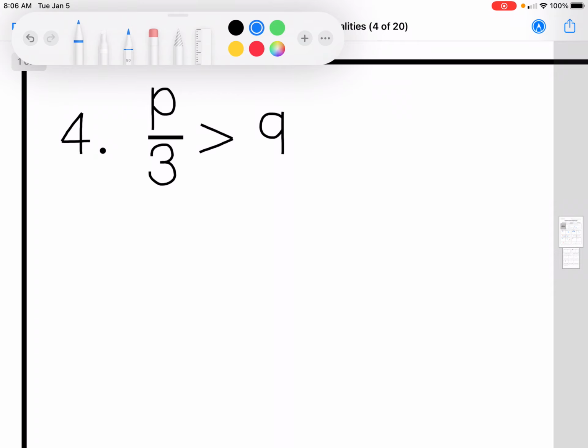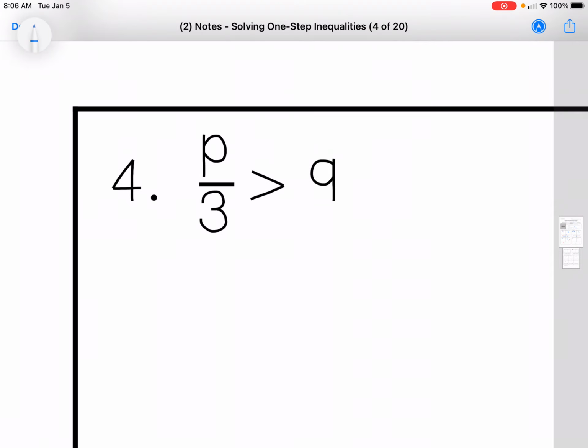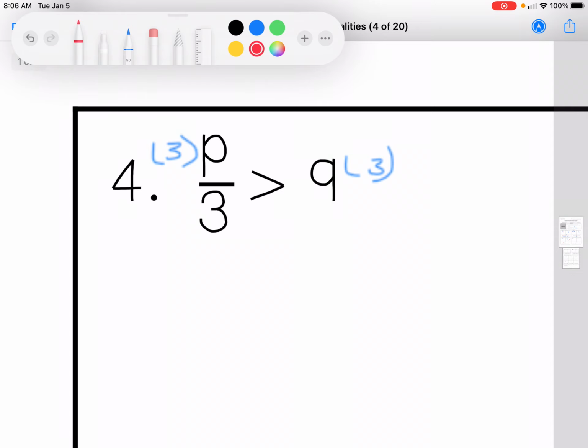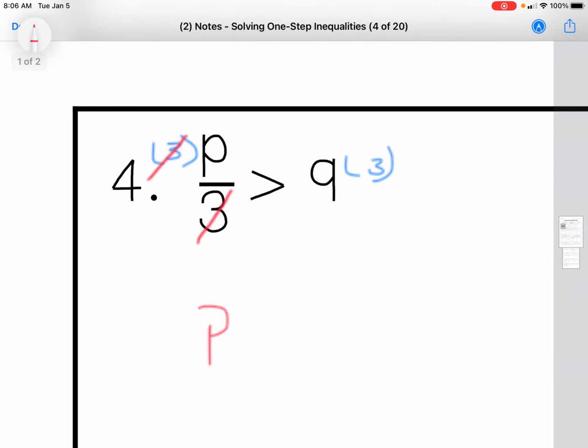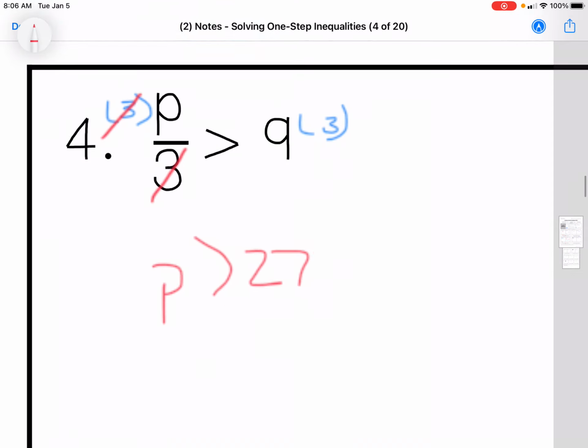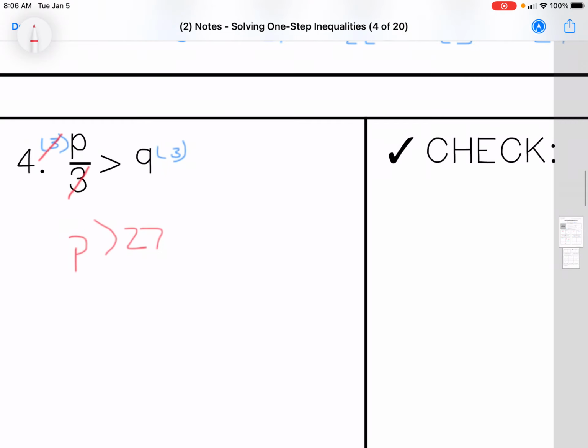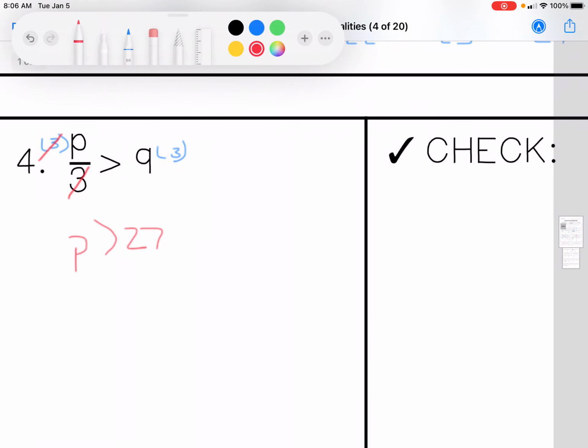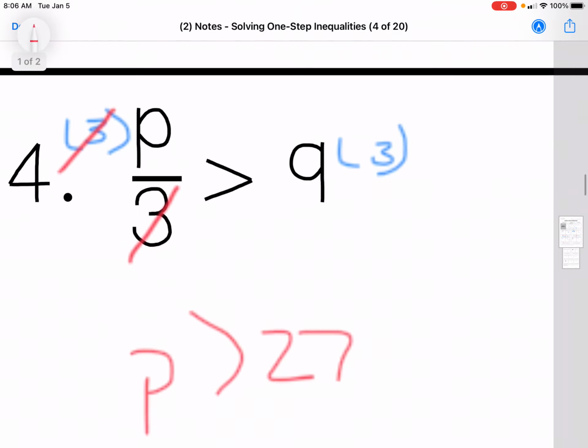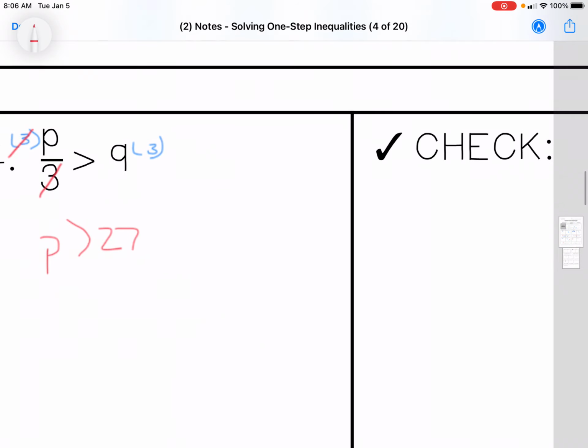Number 4. How do you get rid of that 3 on the bottom? That is p divided by 3. So what is the opposite of division? Multiplication. Those go away. p is greater than 27. So to check your work, you pick any number that is greater than 27. I'm going to pick 30. Why am I going to pick 30? Because it is divisible by 3 and we're dividing by 3.